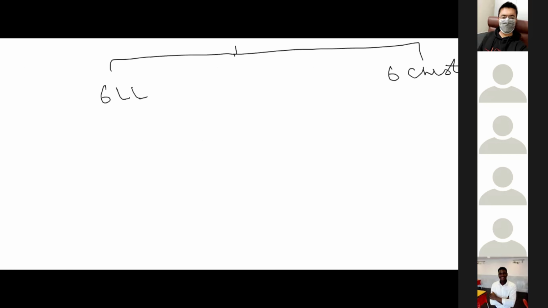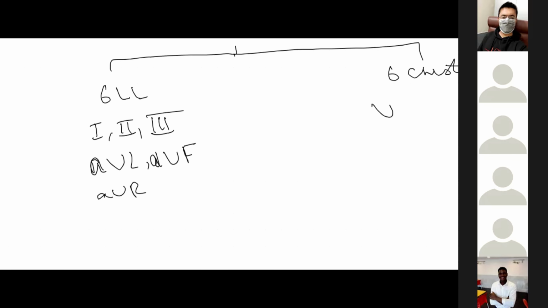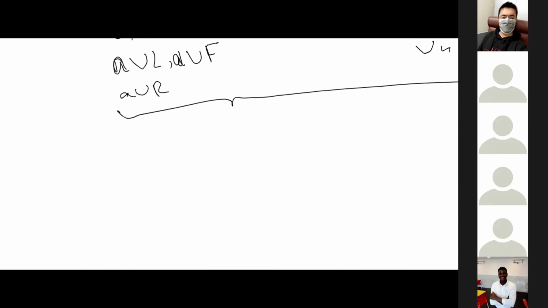What are the limb leads? Lead 1, lead 2, lead 3, AVL, AVF, and AVR, right? And what are the chest leads? V1, V2, V3, V4, V5, and V6. This gives us the electrical activity of the whole heart.